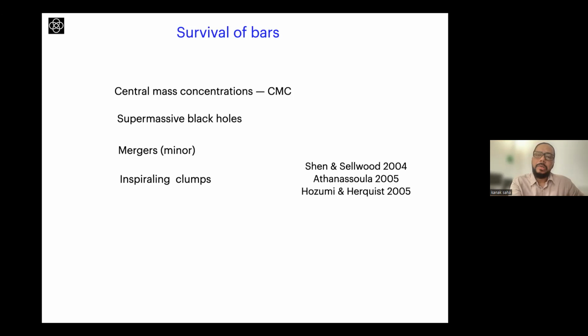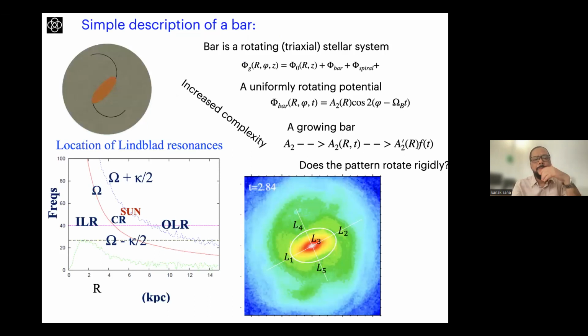So in other words, it has been shown that it's not very easy to destroy a bar once it is there in the galaxy. And I think the people from your group have also shown that it's not so easy to destroy a bar once it has very stable orbital structures in it.